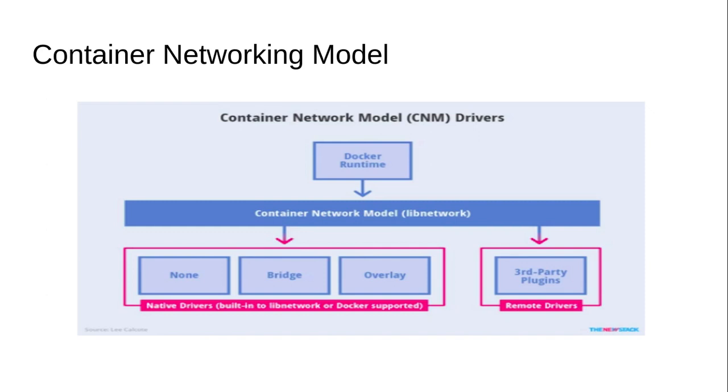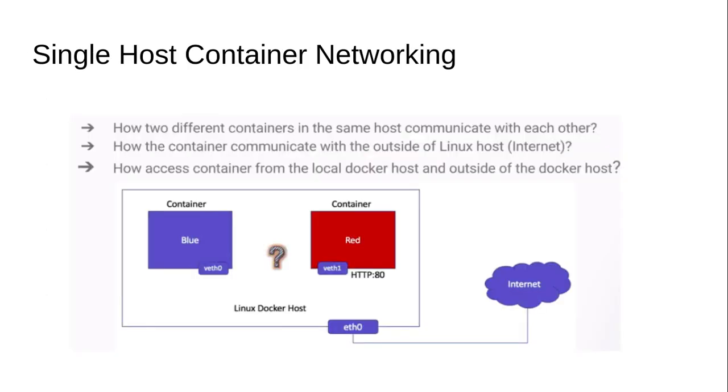Now, if you want to deploy your containers and need a network for them, there are basically three types of requirements we can get. The first requirement is how two different containers on the same host communicate with each other. That means, let's say there are two containers running on the same host machine, and now those two containers want to interact with each other.